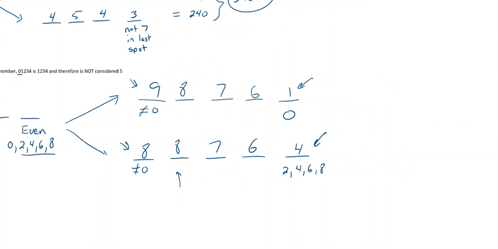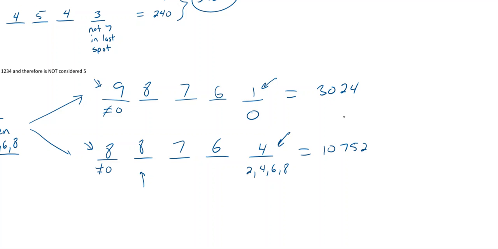So we will multiply those all together. For the top one, we get 3,024. For the bottom one, we get 10,752. And then, like I said, this is an OR situation, so we're going to add. So adding those two together, we get 13,776.